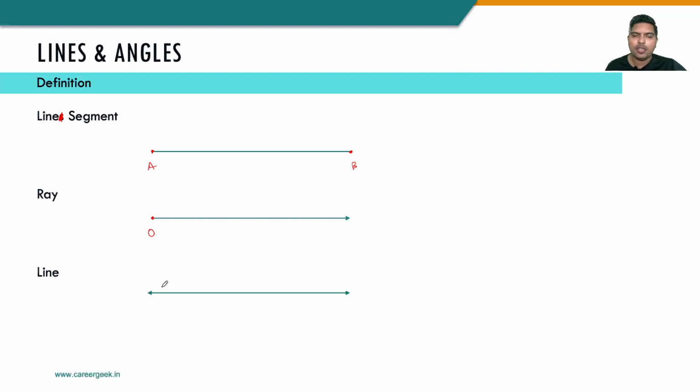Now, a line, on the other hand, is infinite. There is neither a starting point nor an ending point, right? So this is how the difference between a line segment, a ray, and a line should be clear.